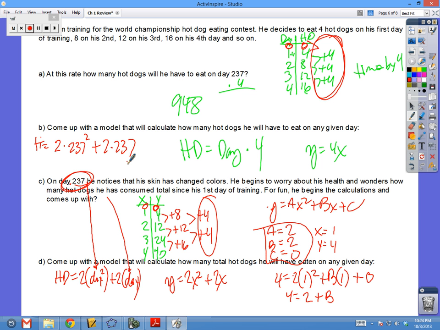So now I get my calculator. 237 squared, do that first. Plus, let's see, no. 237 squared times 2. Plus 2 times 237. So the number is pretty big. The number is 112,812. It's a lot of hot dogs.